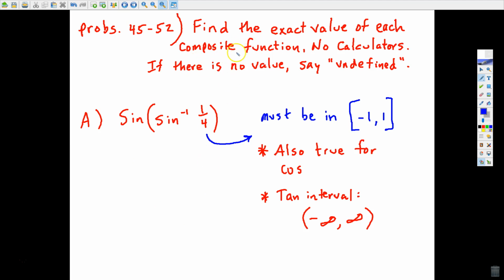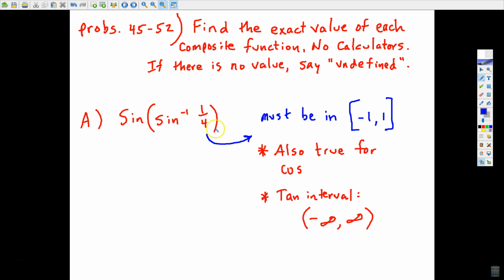And we're finding the exact value. These are composite functions. Think of a function, which is really the inverse, inside another function. And that same idea is true that we looked at before, as long as this domain number falls within the prescribed domain for inverse sine.